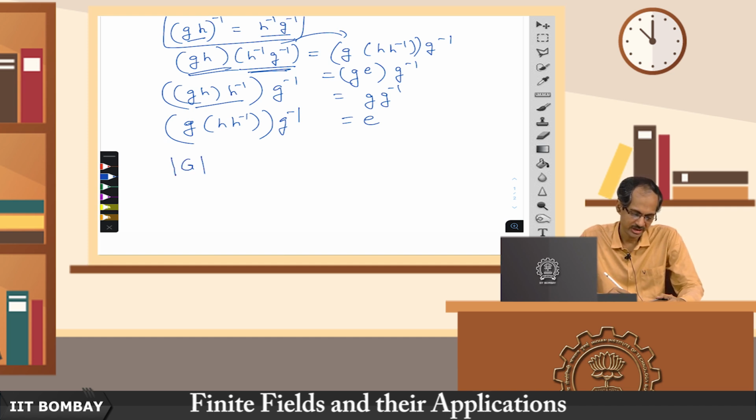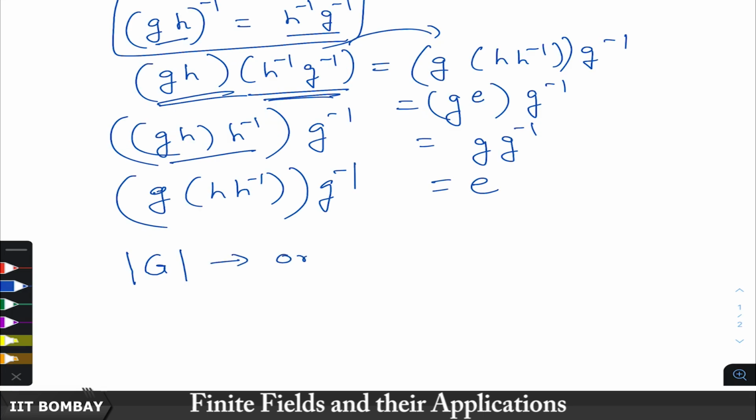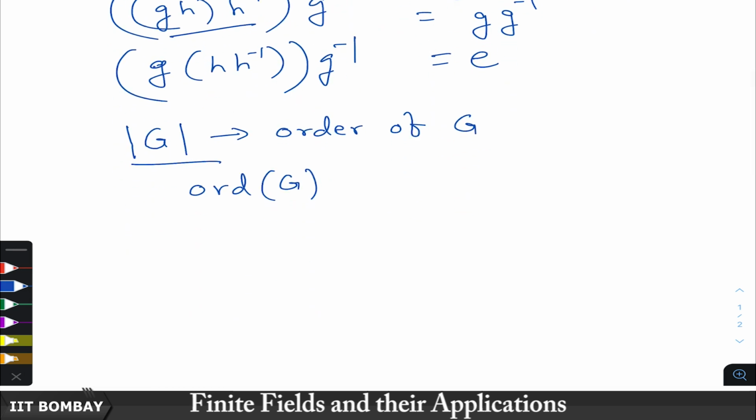Now, whenever G is finite, this denotes the size or cardinality of that finite set, and that is called the order of the group, order of G, and is often denoted by either this or this notation.